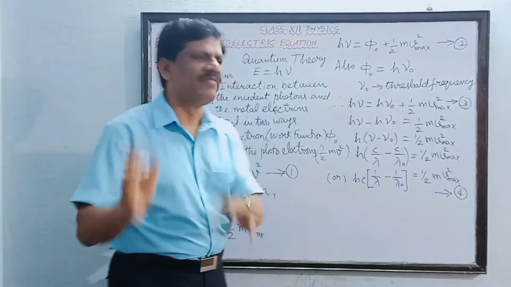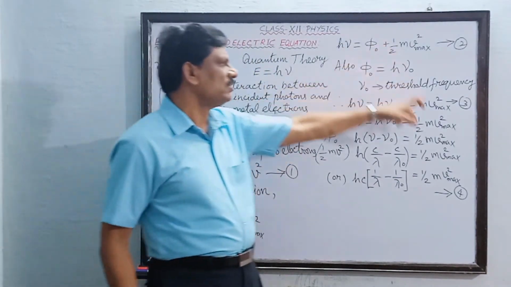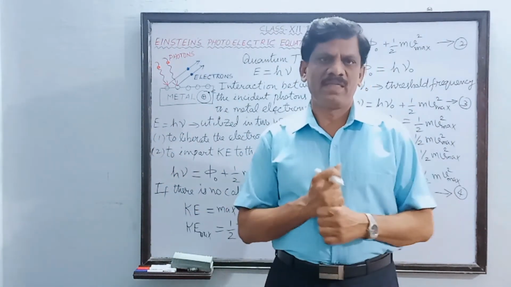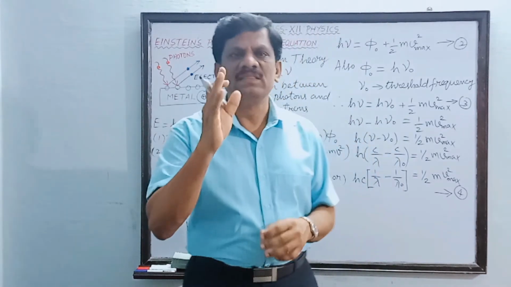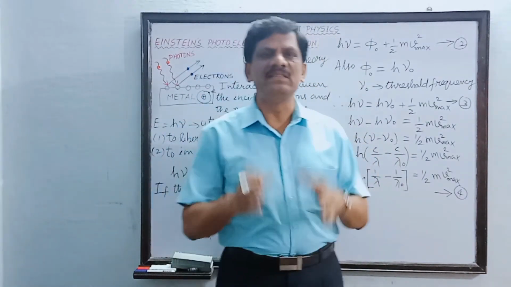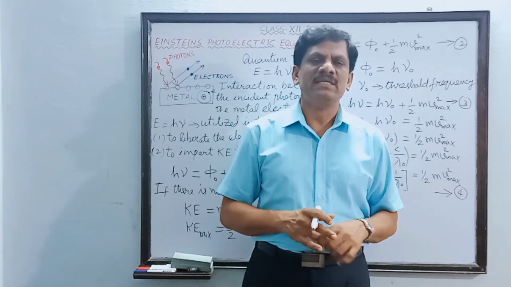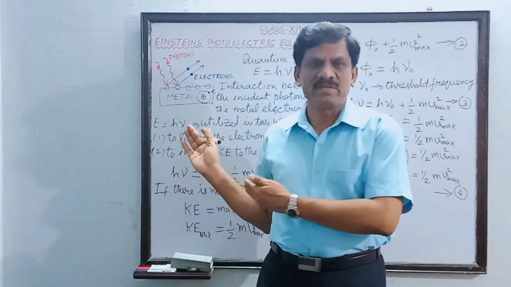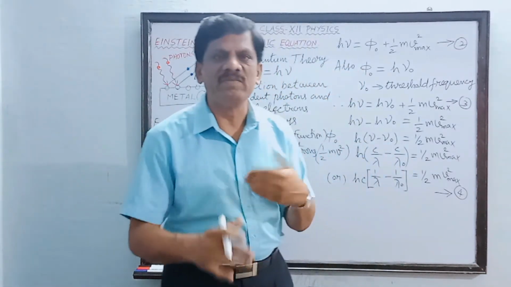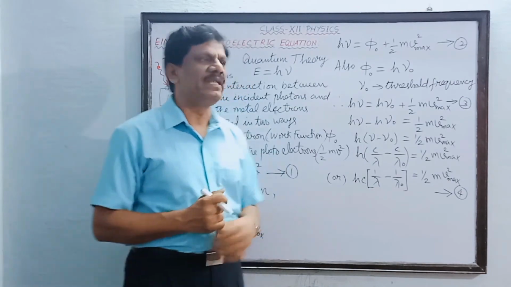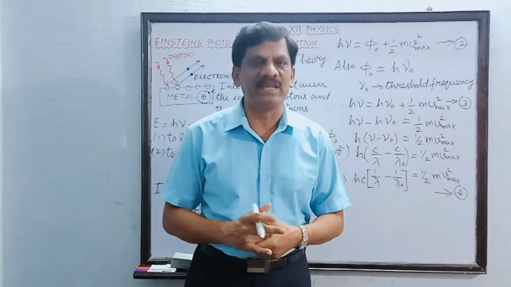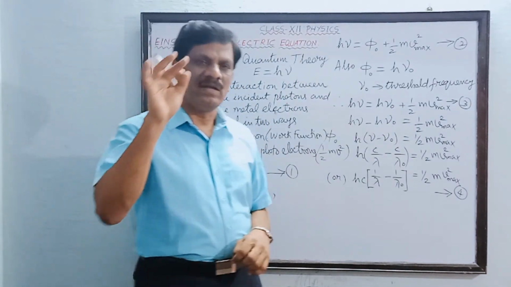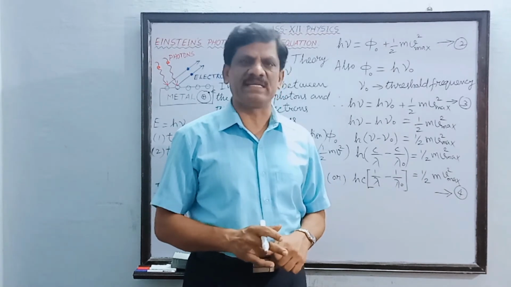All these, starting from equation 1, 2, 3, 4, are called Einstein's photoelectric equation. Understand? He derived this photoelectric equation in the year 1905. It was derived in the year 1905, for which, along with the theory of relativity, he was awarded the Nobel Prize in the year 1911. But this equation was verified by several scientists, and one very popular experiment is Millikan's experiment.